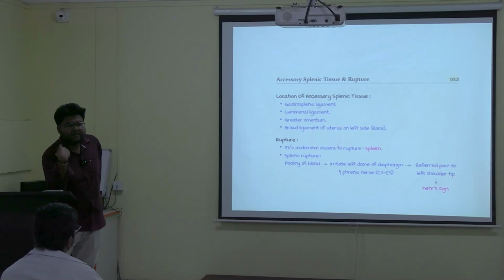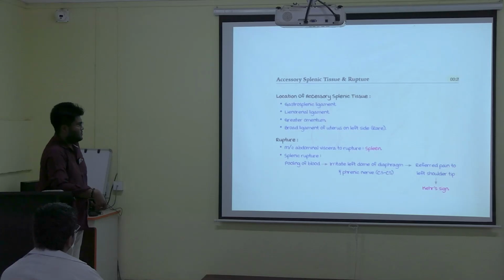Can anyone tell me the referred pain of the right shoulder in which case? In which organ? Gallbladder. Okay, in the gallbladder. Yes, so this is called the Kehr sign. Okay, so referred pain to the left shoulder occurs in case of splenic rupture or splenic injury.